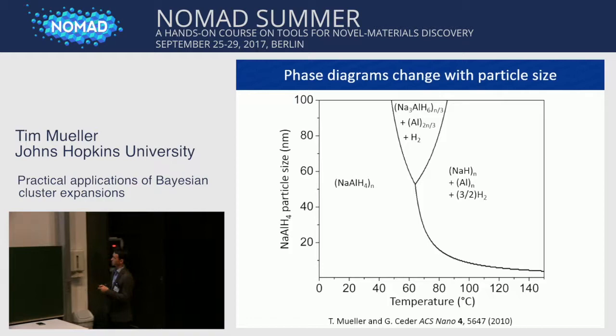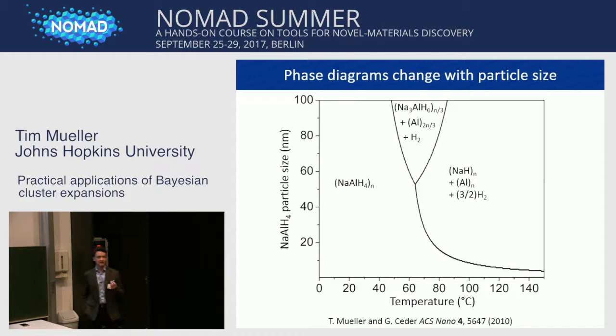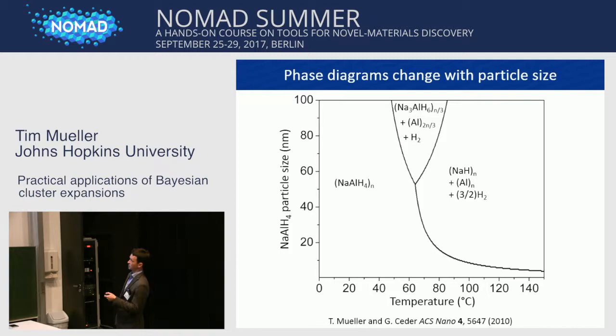So when you have large particles, so this is 100 nanometers up here for the sodium alanate particle size, you see exactly what people see experimentally for the bulk material, which is that you have this two-stage decomposition. You start off with sodium alanate, you decompose into Na3AlH6 plus aluminum plus hydrogen, and then you decompose again to sodium hydride plus aluminum plus hydrogen.